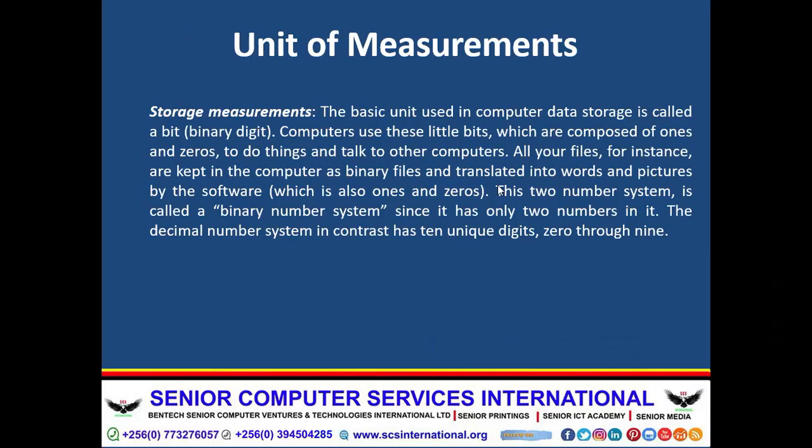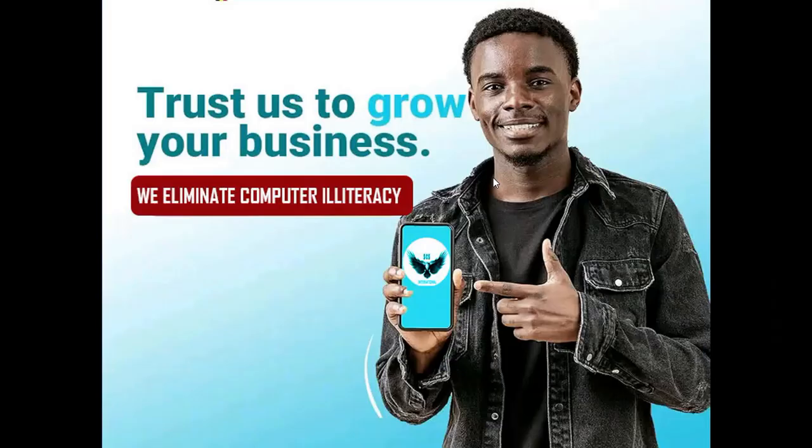These two numbers make up what is called the binary number system. Since it has only two numbers in it, that's why it's called binary, because bi means two. The decimal number system is constructed of 10 unique digits, 0 through 9. That's a complete number system. Though for us we use decimal, the computer understands ones and zeros.